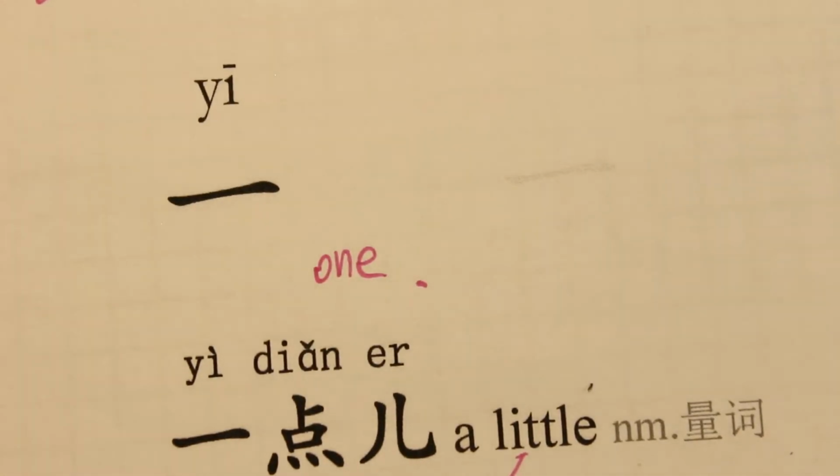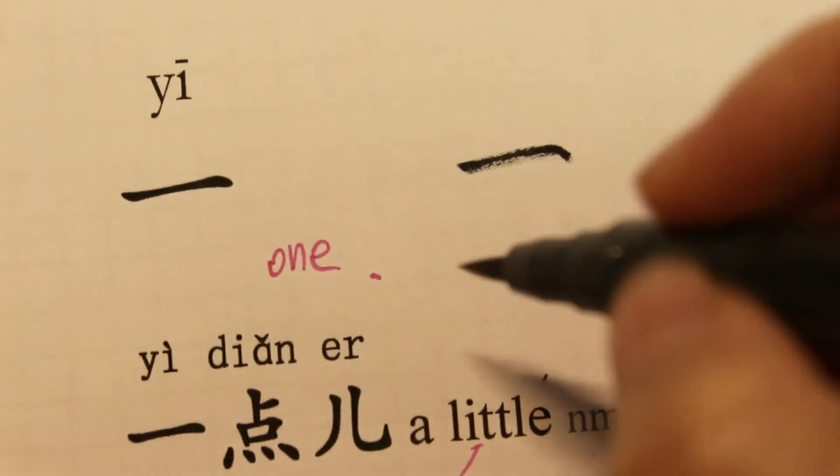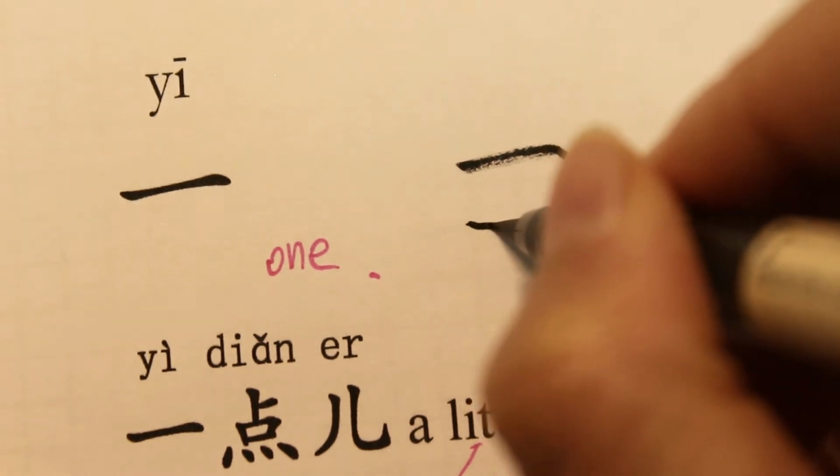So, well, it's so simple to write, right? 一, just 1 stroke. 一.